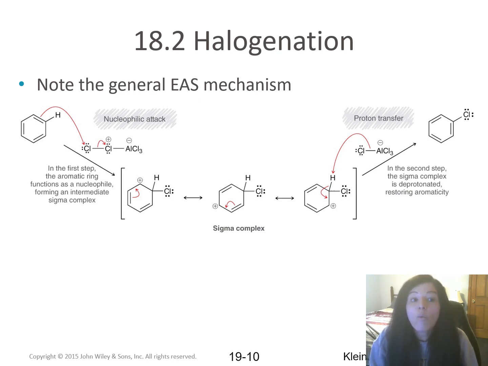This will then allow one of the double bonds of the aromatic ring to attack the chlorine to form that sigma complex intermediate. A chloride from the newly formed AlCl4 then abstracts a proton from the same carbon that the chlorine added to. Those electrons from that bond go back into the ring, reestablishing aromaticity.